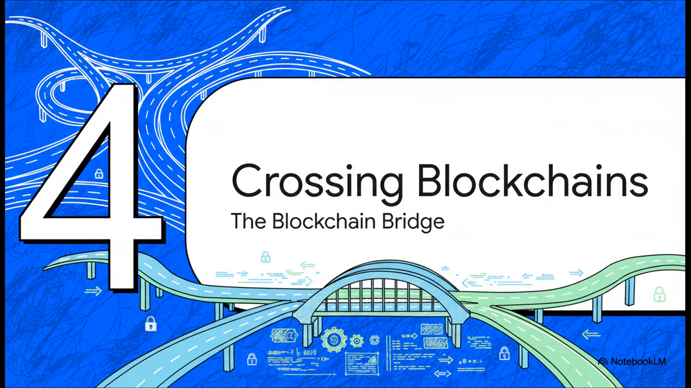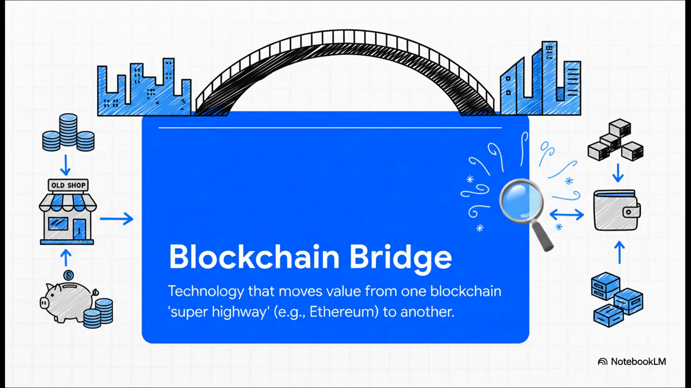Okay, section 4. How value crosses blockchains. So if these are all separate superhighways, a good question is, how do you get off one and onto another? The answer is something called a blockchain bridge. It's pretty much what it sounds like. It's the technology that acts as an on-ramp and off-ramp, letting you move your value from one highway, say Ethereum, over to another one, like Aperam. This is the critical infrastructure that connects this whole ecosystem, letting money flow to wherever the new opportunities are.